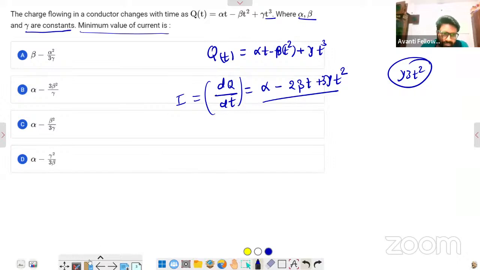And what is that current? Who is going to tell me? Is this current average current or instantaneous current? Tell me. Is this current average current or instantaneous current? Everyone. Very good, Nagashri. Very good.